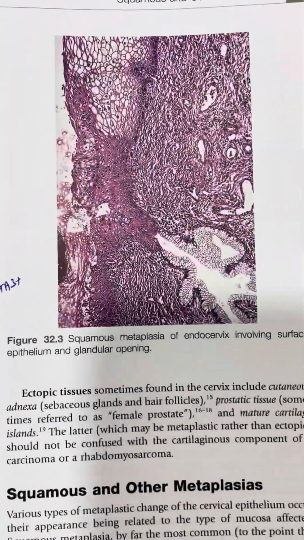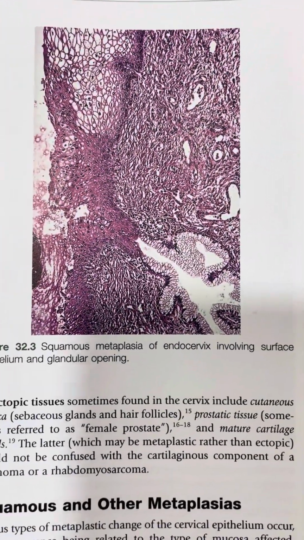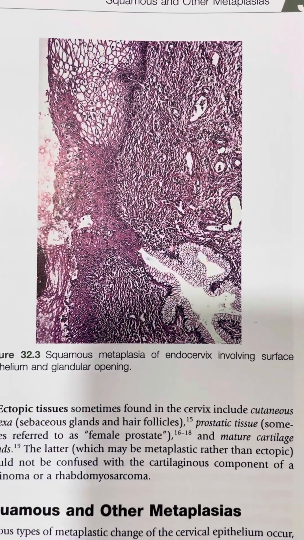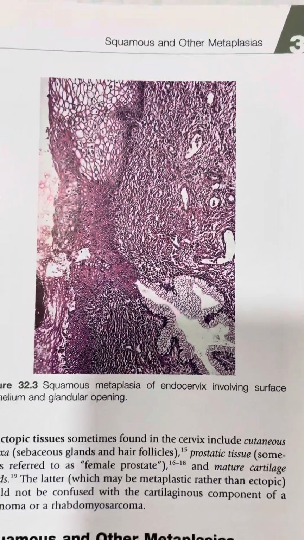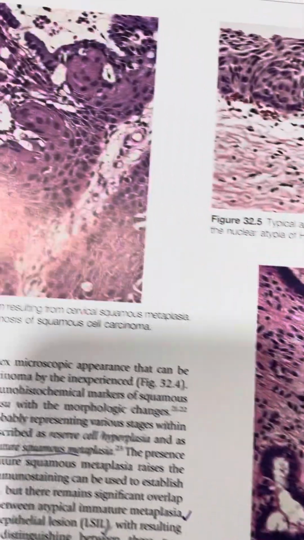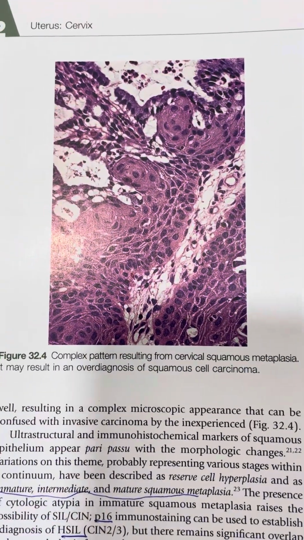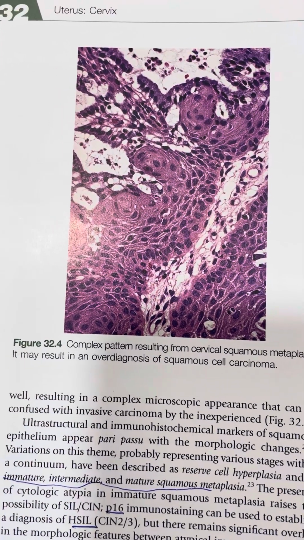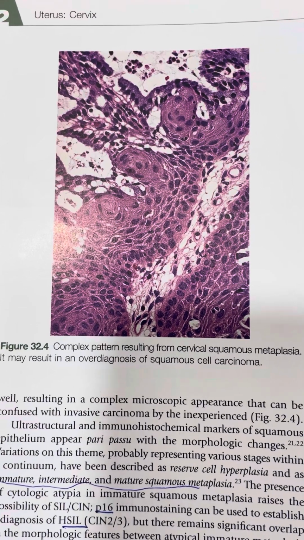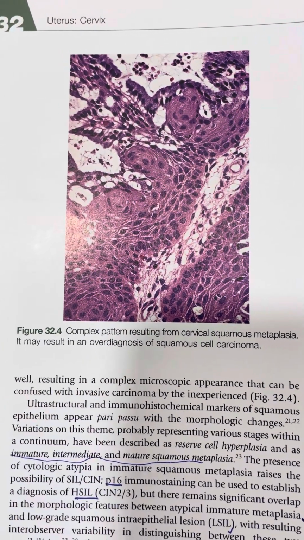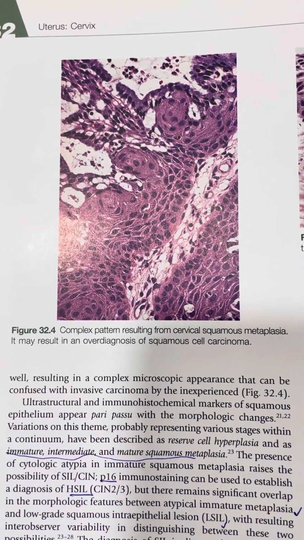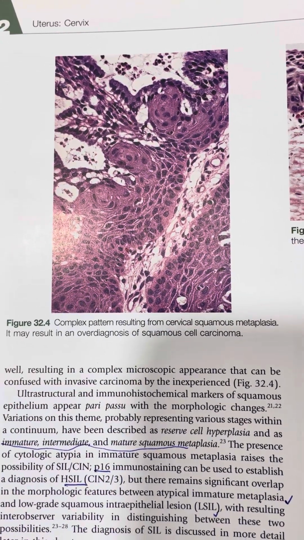The second important thing is the squamous metaplasia of the endocervical glands, which is a reactive or metaplastic condition. An important thing to remember is that sometimes the squamous metaplasia can have a complex pattern. Then how to differentiate? Then you have to do a P16. If P16 is negative, it is squamous metaplasia. If P16 is positive, then you have to think about Hetzel.